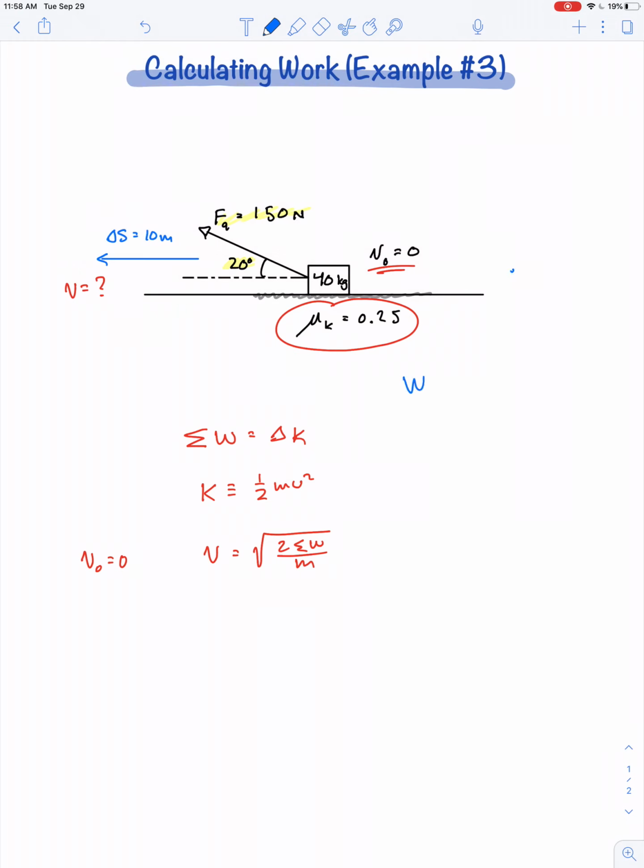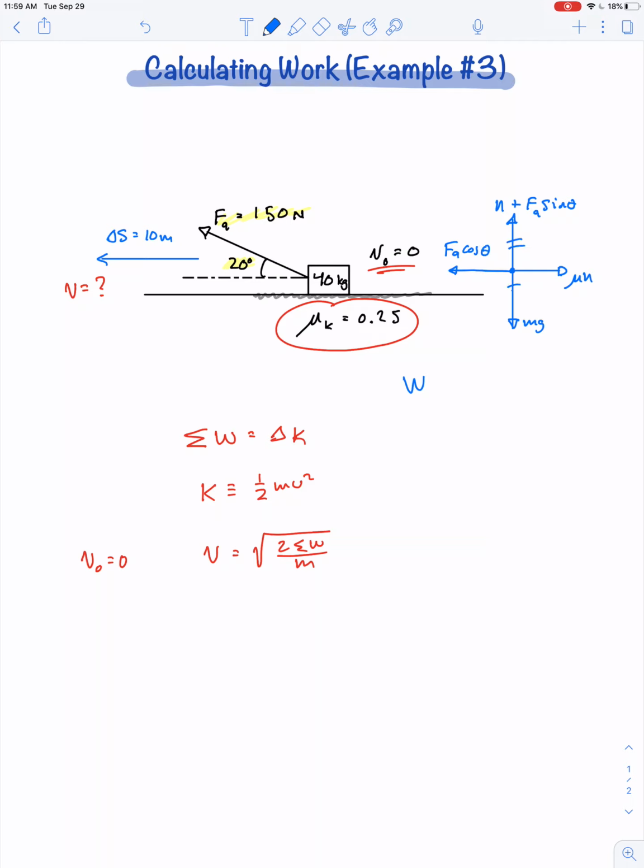Let's make a free body diagram. Pointing upward is not just normal force, there's also a vertical component of the applied force. So we'll say this is N plus Fa sine theta. Back to the left is force of friction, call that mu times N. Downward is the force of gravity, mg, and to the left is the applied force component, Fa cosine theta.